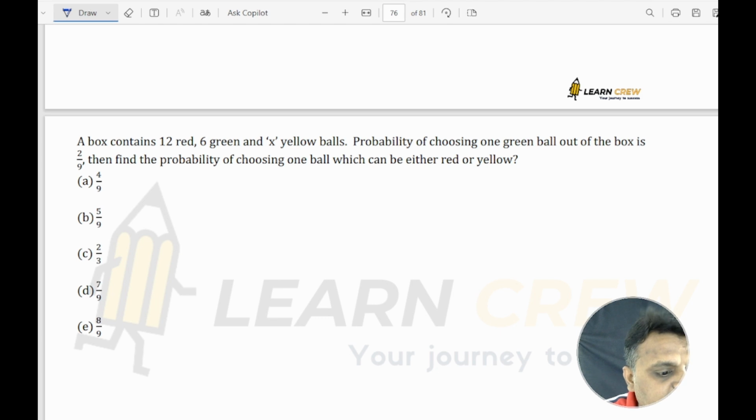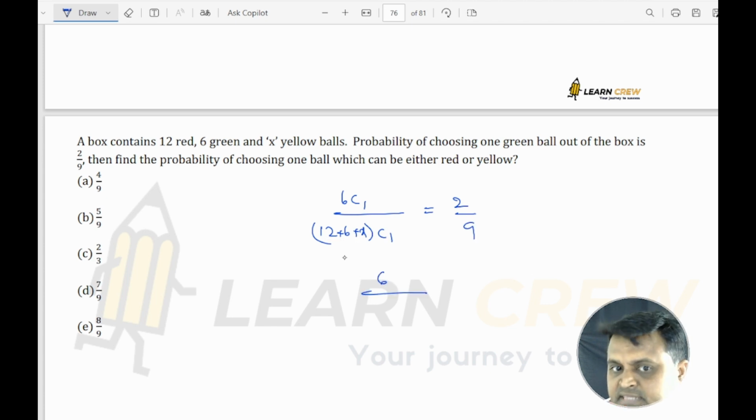A box contains 12 red, 6 green and x yellow balls. The probability of choosing one green ball out of the box is 2 by 9. So choosing one green ball is 6C1 divided by 12 plus 6 plus x C1. The sample space is this much and the favorable outcomes are this much, and this is given as 2 by 9. 6C1 is 6, and 12 plus 6, 18 plus x, is 2 by 9. If I simplify this, I will get x as 9. If 2 parts is 6, then 9 parts has to be 27. So x is 9.